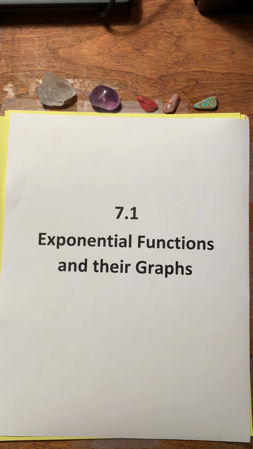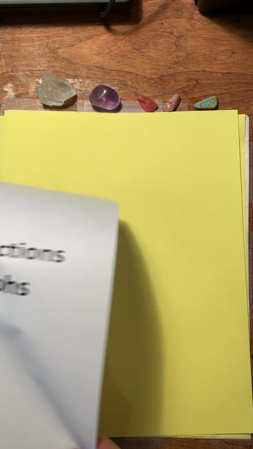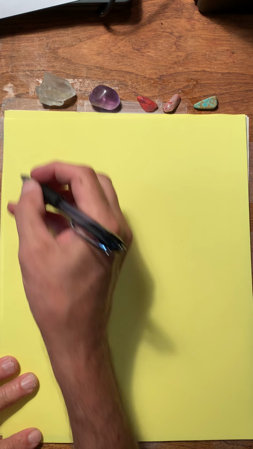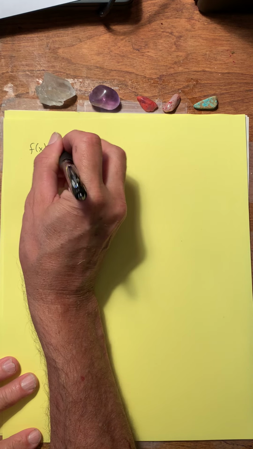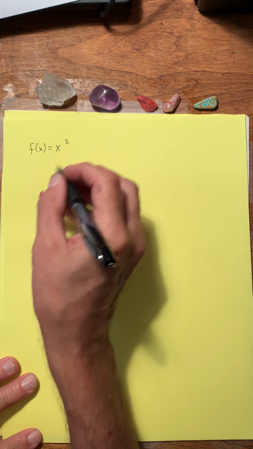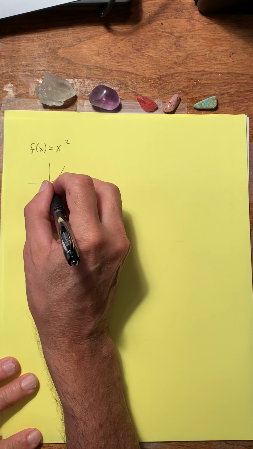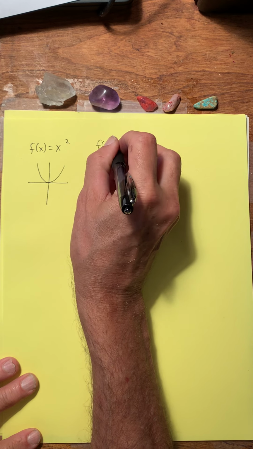All right, let's talk about exponential functions and consider what their graphs look like. Now, you and I so far have been looking at functions like this. Here are a couple of our basic functions. f of x equals x squared. Remember this guy? The quadratic function. Oh yeah, Mr. Parabola. How about f of x equals x cubed?